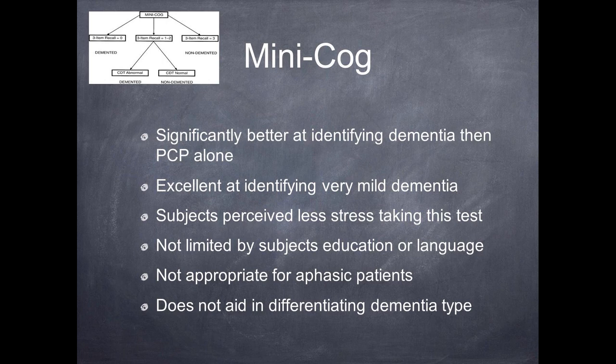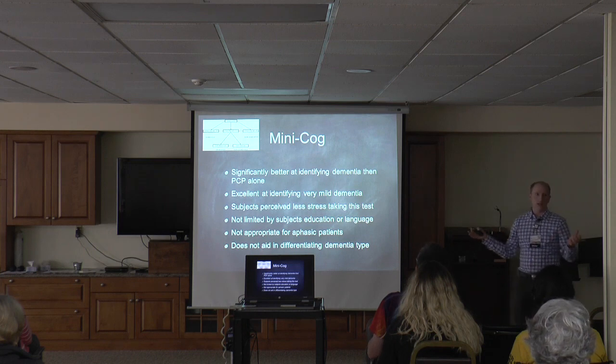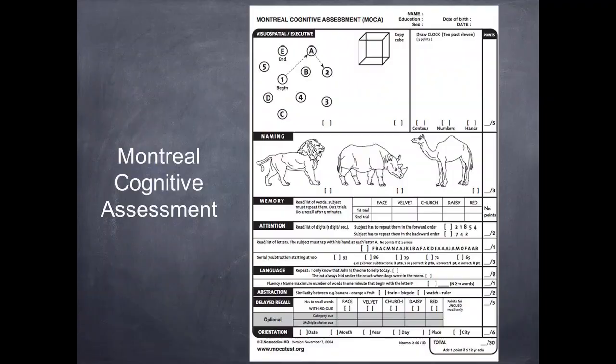Very mild dementia, it's good at finding that. It wasn't stressful. Patients didn't feel test anxiety with it. It's not limited by education or language, because you can do a three-word recall in any language. Most clocks are universal. It's obviously not appropriate for aphasic patients or people who can't talk, or people who are very hard of hearing. Obviously, you want to be cognizant of that. The trouble with this is that it may not aid in differentiating the type of dementia, but in many respects, we just want to see if there's a problem. That's what we're looking for, and then send them up the chain for more testing.